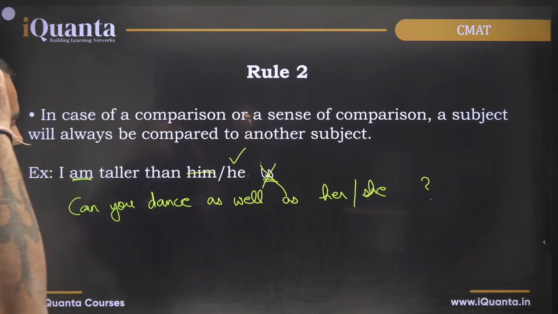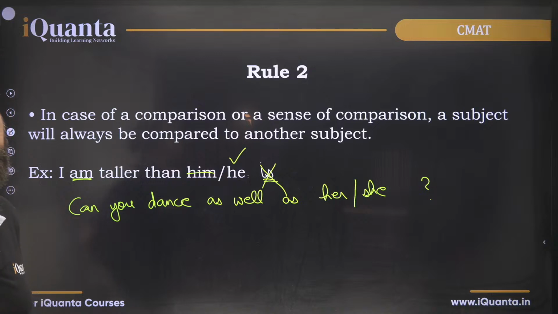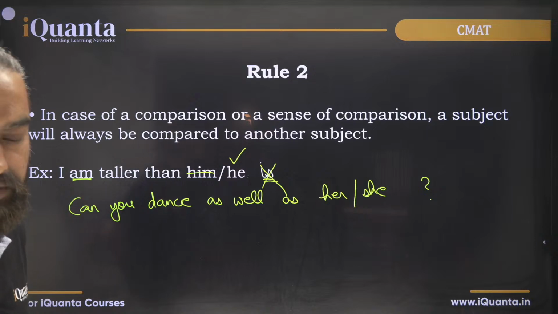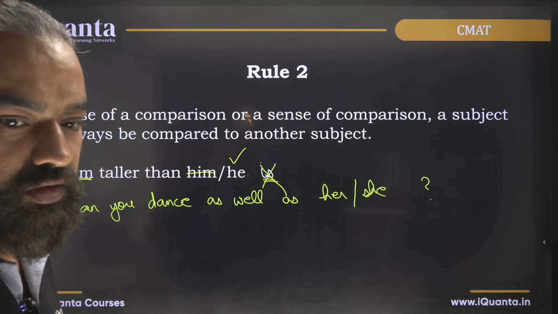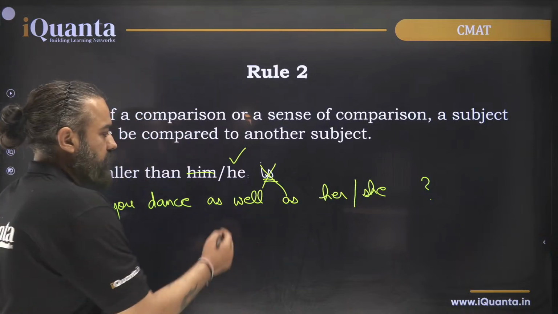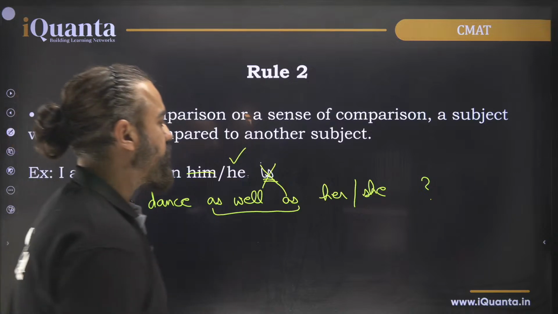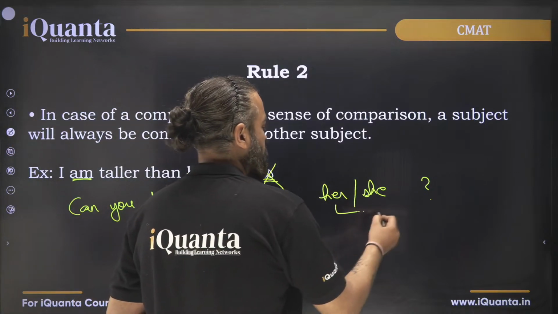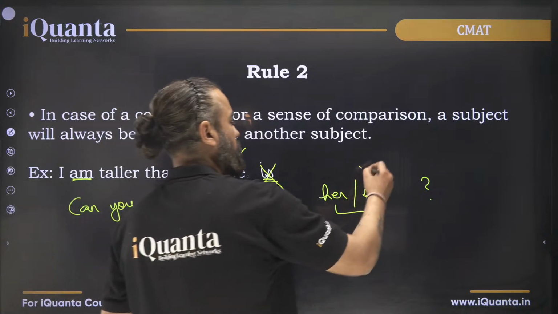Can you dance as well as her or she? What's correct? Is there a comparison? Yes, there is a comparison, as well as. Comparison will be subject to another subject. Out of these two, which is the subject pronoun? This is the subject pronoun.